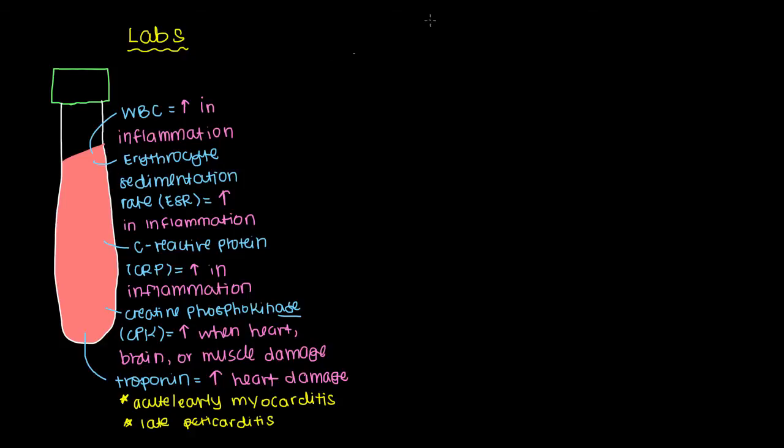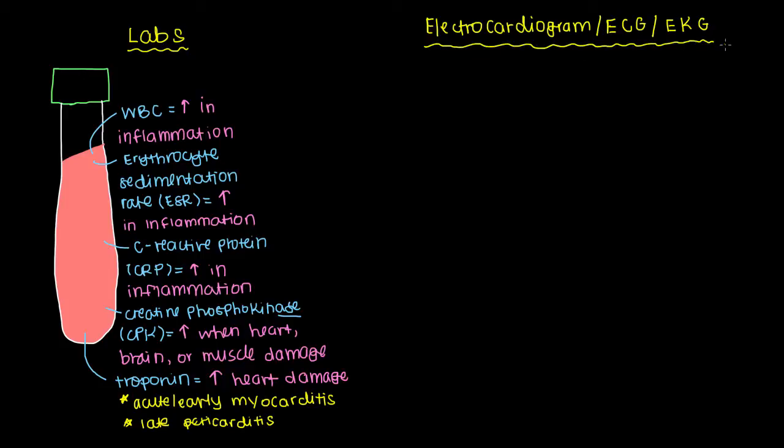Let's move on and talk about how we can use an electrocardiogram. An electrocardiogram, which if you were to abbreviate, we would call an ECG, but because this is more of a German term, we oftentimes call it an EKG. An EKG, which you may have heard of more commonly, could be helpful in diagnosing whether a patient has myocarditis or pericarditis.